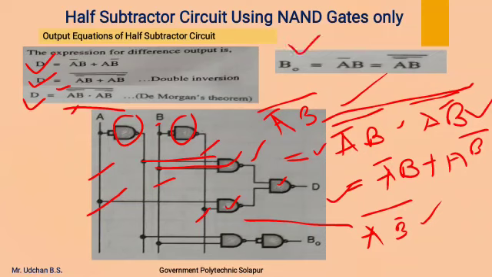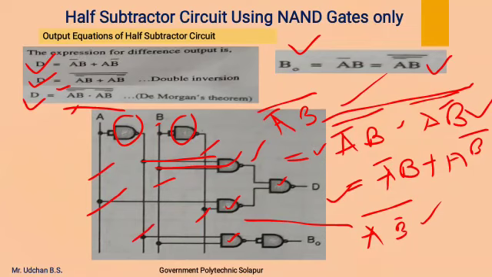Now the next equation of the half subtractor is the borrow output, that is A bar B. Again here a double complement is taken and we are not going to reduce this further, as the equation already has a dot operation between the two variables. So we are going to take the A bar B term directly using a NAND gate.